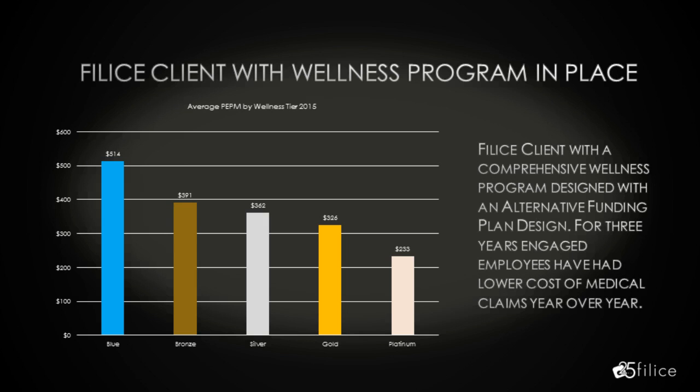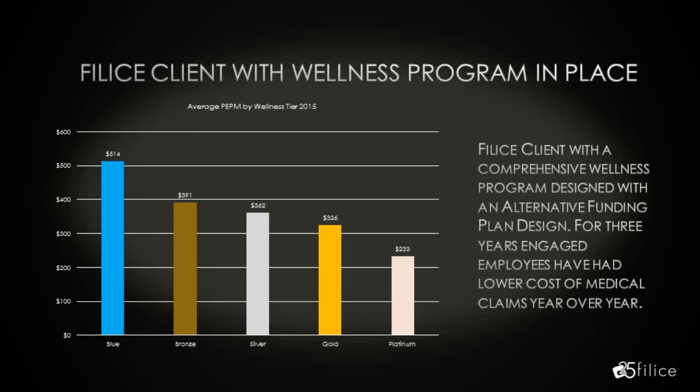But the bronze individuals are those that only participated in the minimum requirement, which was our online health risk assessment. The silver middle bar there includes the individuals that took the HRA and completed their biometric screenings. And then the gold and platinum, that represents employees that were fully engaged in doing healthy actions.